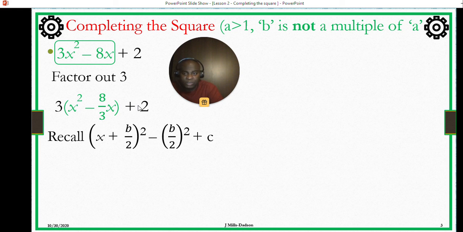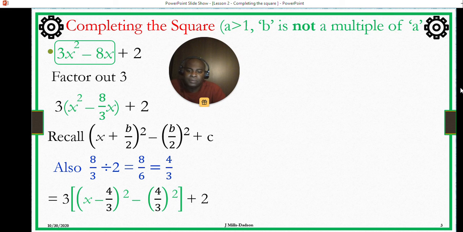So work this out separately. 8 over 3 divided by 2 works out to 4 over 3. So in place of b over 2, we'll replace that with 4 over 3. Not forgetting a bigger bracket, putting 3 outside. That is what we have.